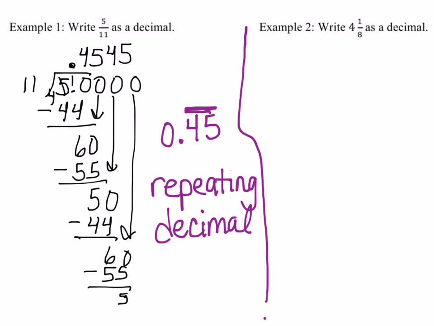Our last example for this mini video is going to be 4 1/8 as a decimal. So I know it's going to be 4 point something, just like before, but I'm only going to look at the 1/8 to divide it in. So 8 goes on the outside, add my decimal and 0. 8 goes into 1 0 times, but 8 goes into 10 once. 8 times 1 is 8, so subtract that. We get a remainder of 2.